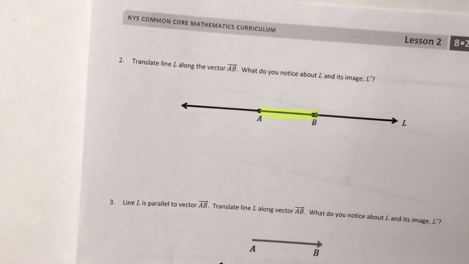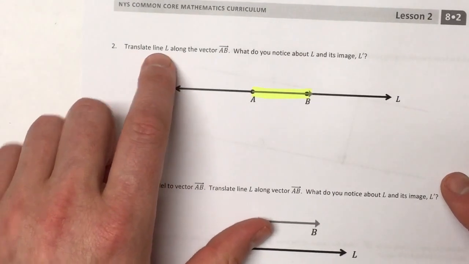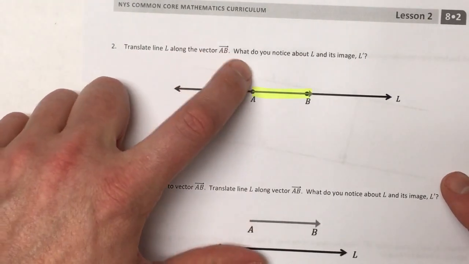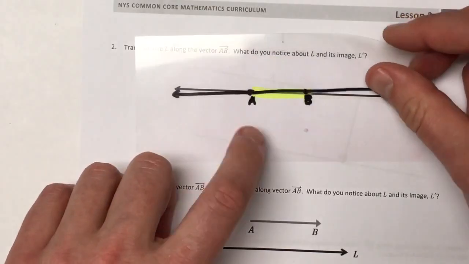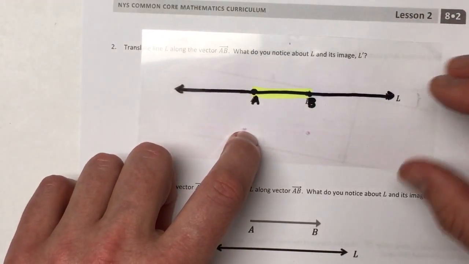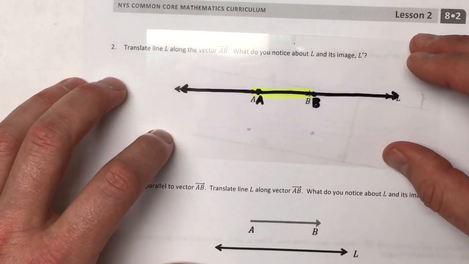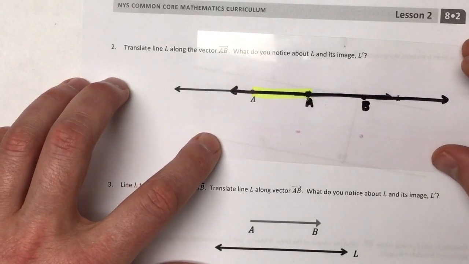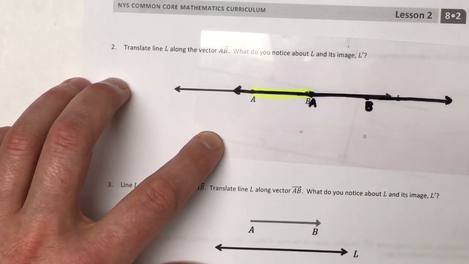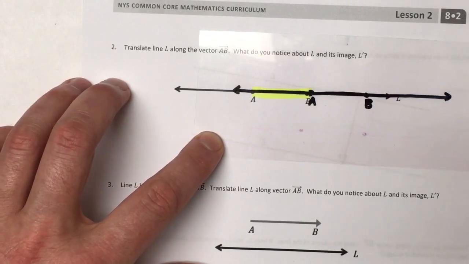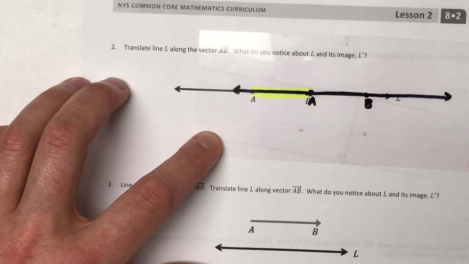All right. So now we get to go into all the kind of properties. And it says translate line L along vector AB. I highlighted the vector so that we could see it as I put the transparency over top. What do you notice about its image? And so if I slide A onto the end of that yellow line, what I'll notice is that my line basically stays on top of the line. So the vocabulary word that goes with that is coincides.